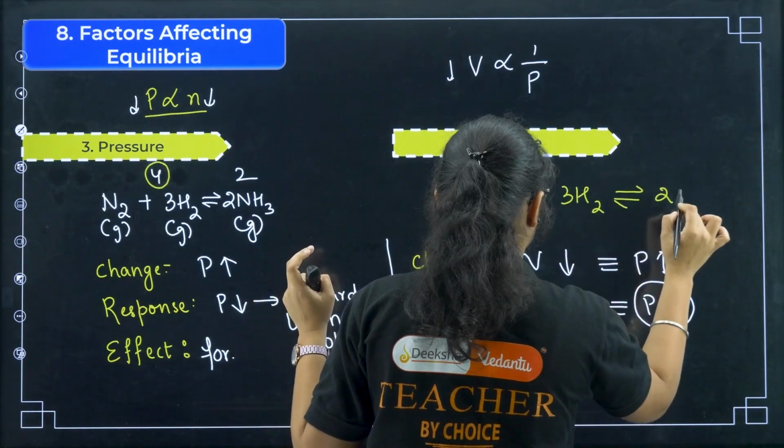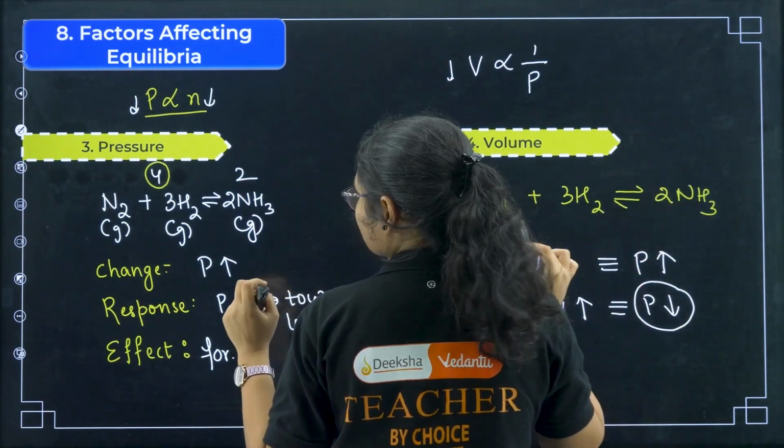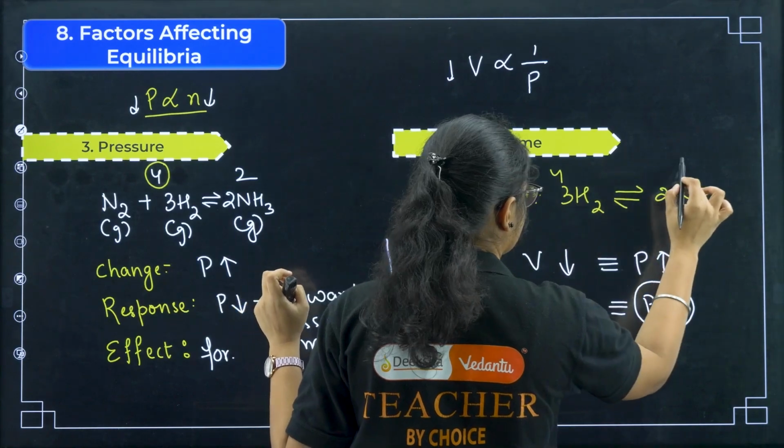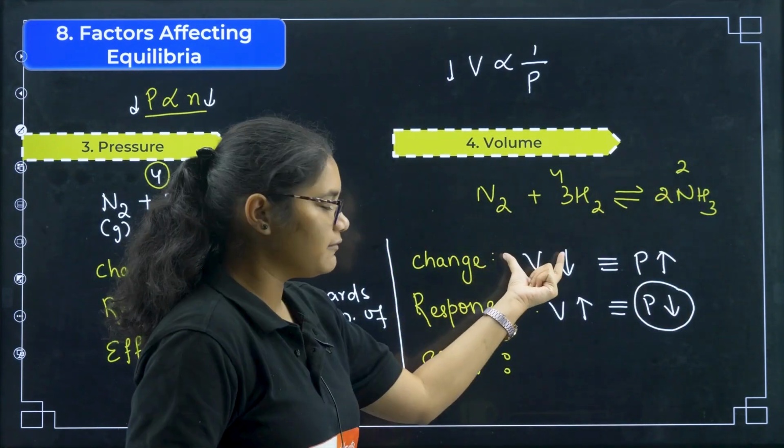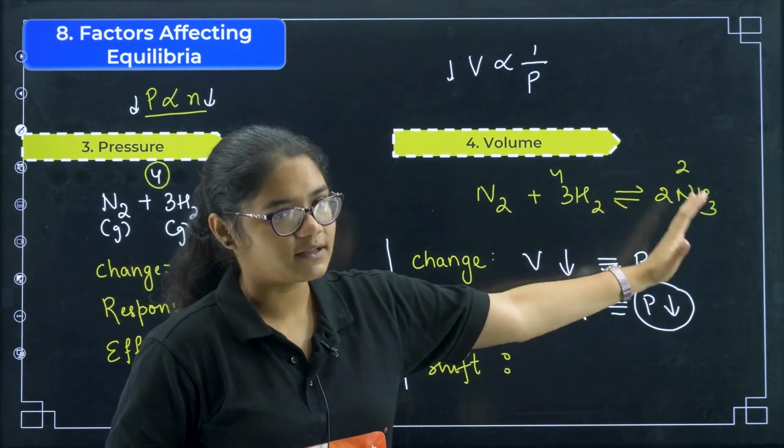So if I have this one, here we have 4 moles and here we have 2 moles, right? Now see, if you have decreased the volume, that means you have increased the pressure.